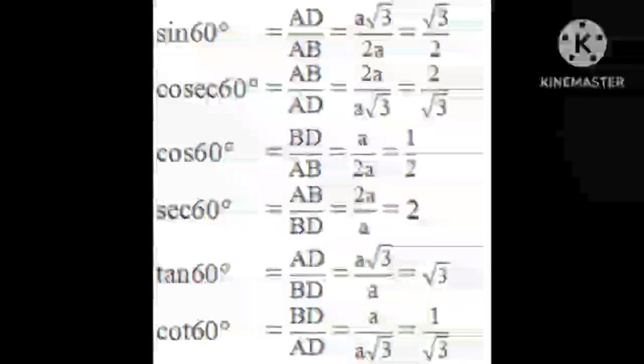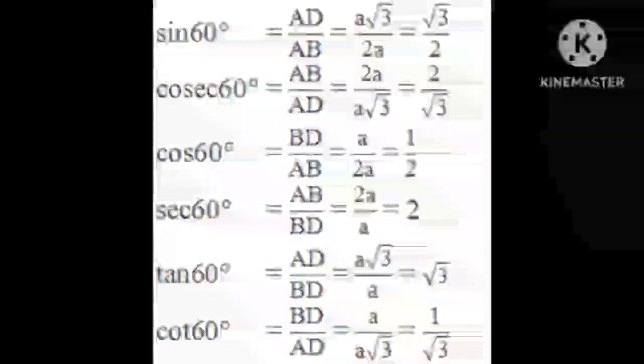Similarly, for 60 degree, we have sin 60 degree equals root 3 upon 2, cosecant 60 degree equals 2 upon root 3, cos 60 degree equals 1 upon 2, secant 60 degree equals 2, tan 60 degree equals root 3, and cot 60 degree equals 1 upon root 3.